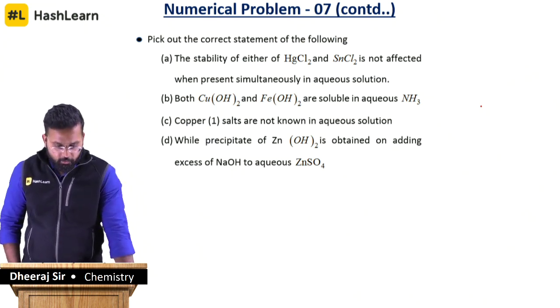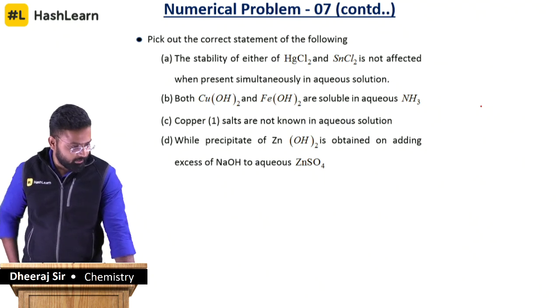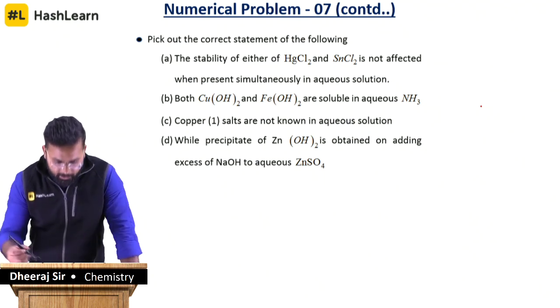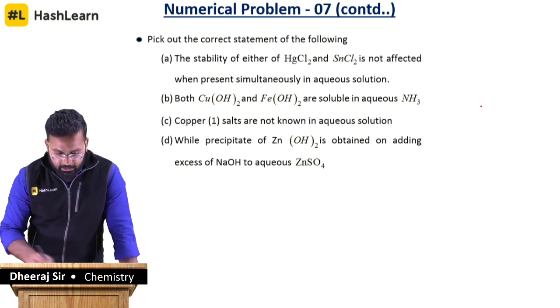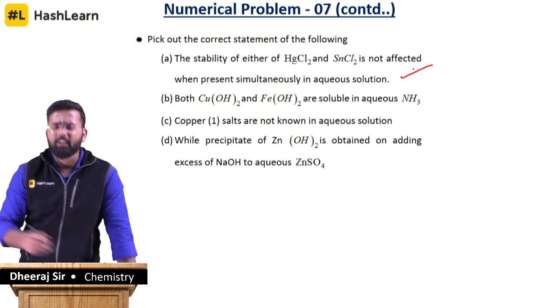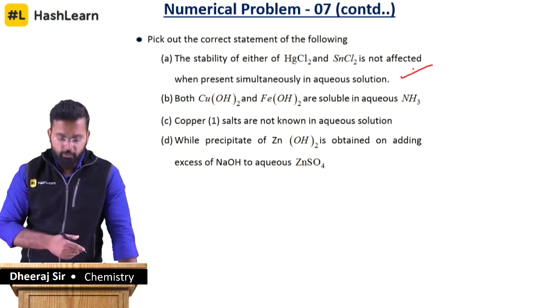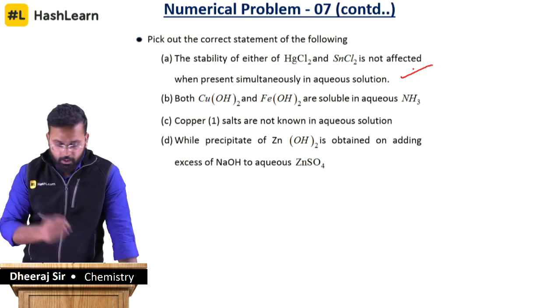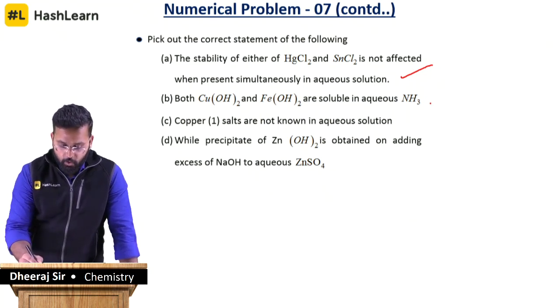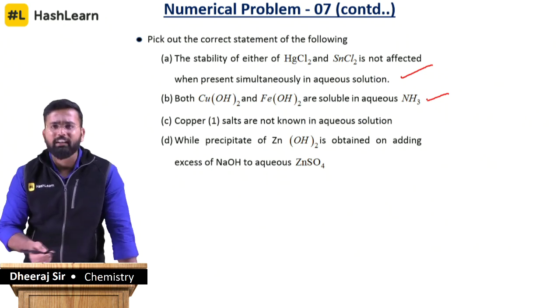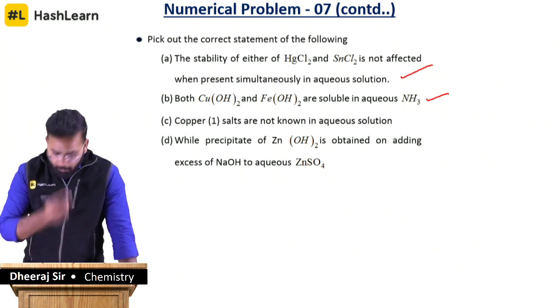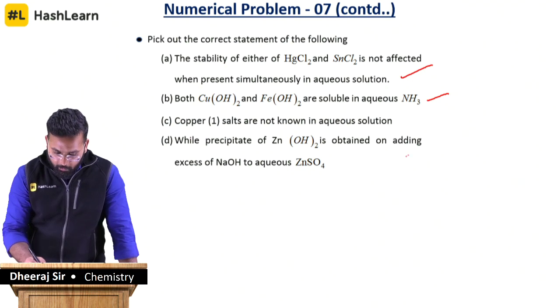So stability of either HgCl2, Yogesh says C. Stability of either HgCl2 and SnCl2 is not affected when present simultaneously in aqueous solution. They're right, because they're completely two different species, so they will not interfere with each other's dissolution process or hydration process, so it remains unaffected. Cu(OH)2 and Fe(OH)2 are soluble in aqueous ammonia. That is also right. We don't have to write the reactions in this case. Copper 1 salts are not known in aqueous solution. This is also right.